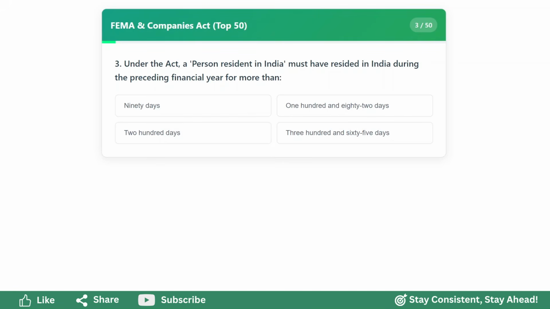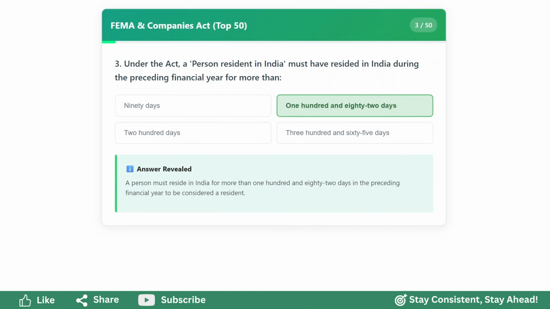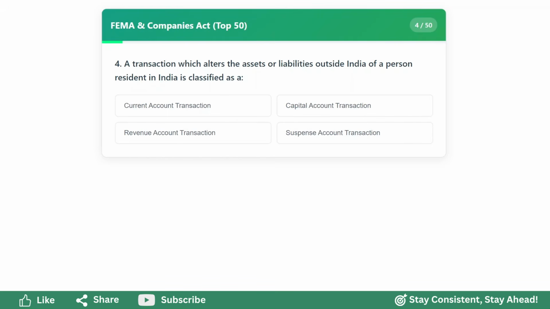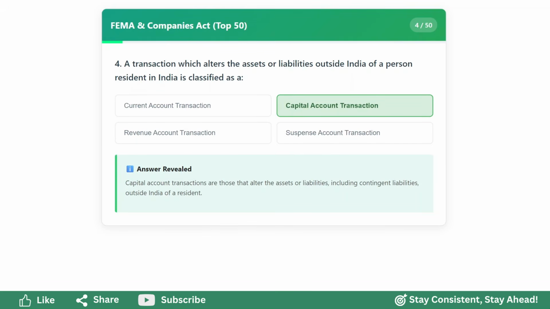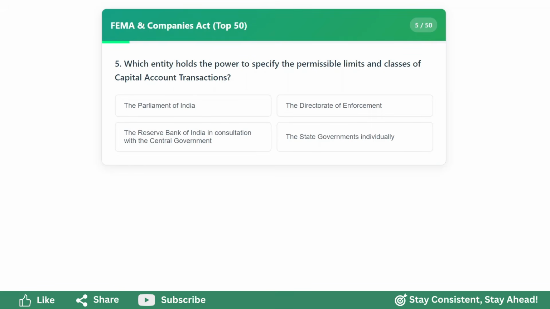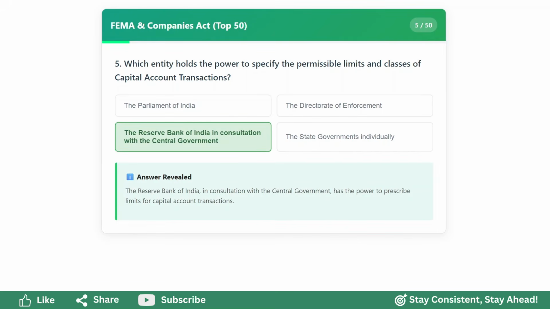financial year for more than 182 days. A transaction which alters the assets or liabilities outside India of a person resident in India is classified as a capital account transaction. Which entity holds the power to specify the permissible limits and classes of capital account transactions? The Reserve Bank of India, in consultation with the central government.